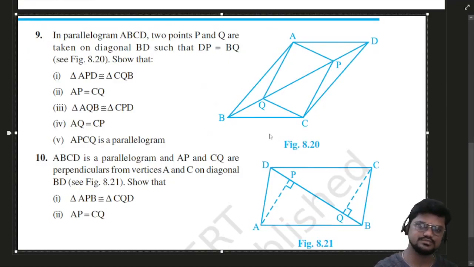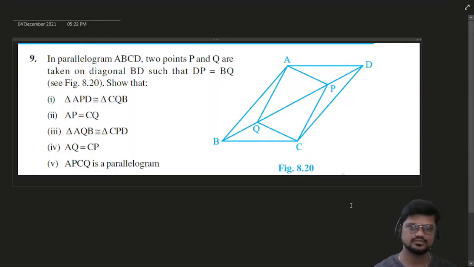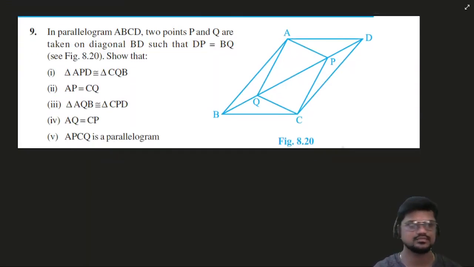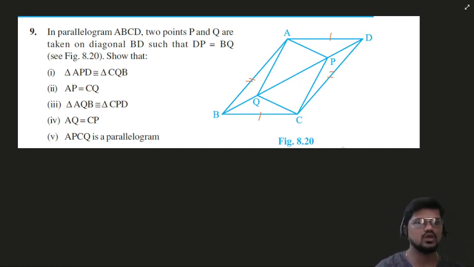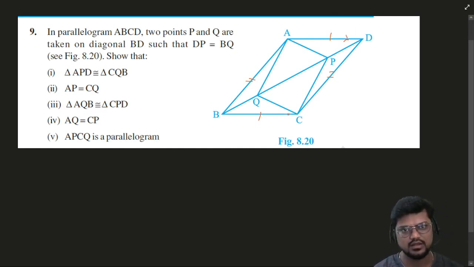These are the next question. Let's solve question number 9. Now what is given over here? In a parallelogram ABCD. ABCD is a parallelogram. That means this side is equal to this side and this side will be equal to this side. That's what we already know from the parallelogram. The opposite sides will be equal and opposite sides will be parallel also. This side will be parallel to this and this side will be parallel to this. Fine?